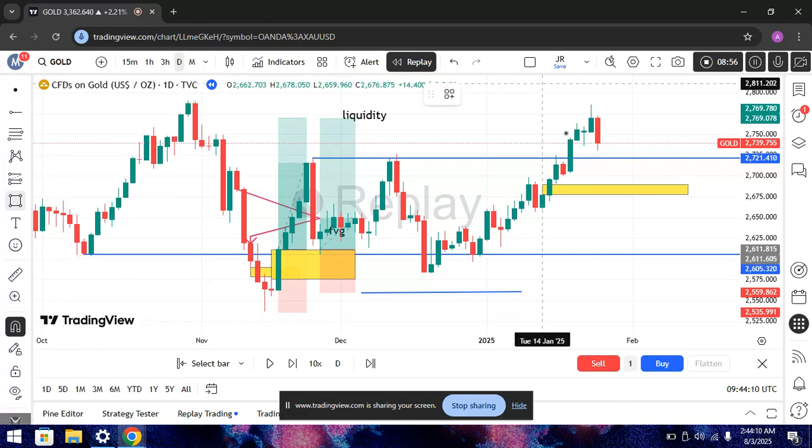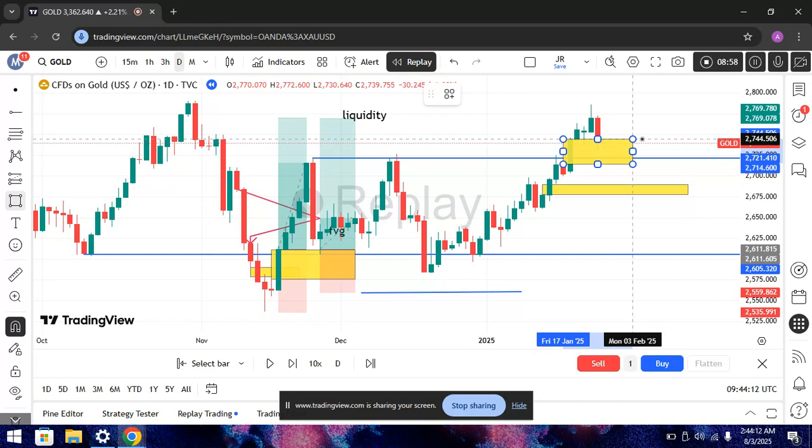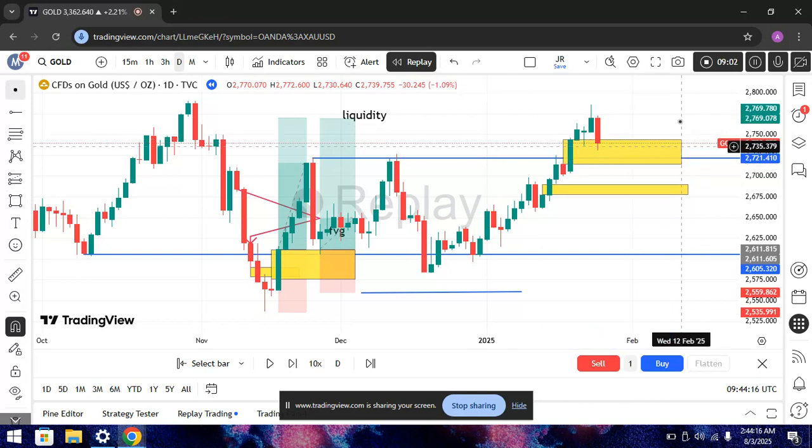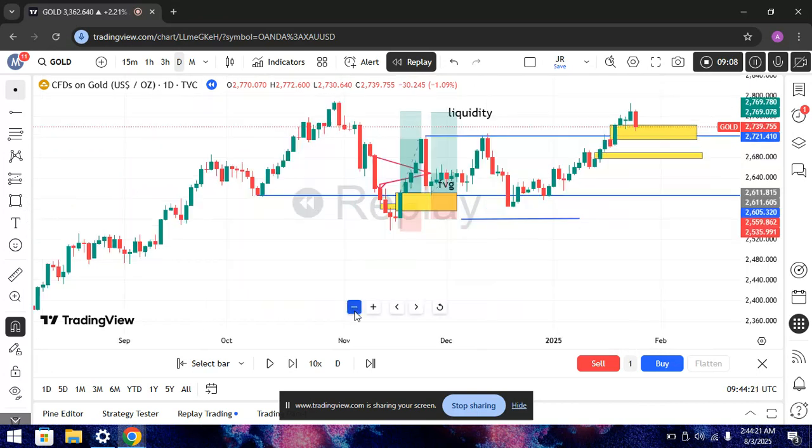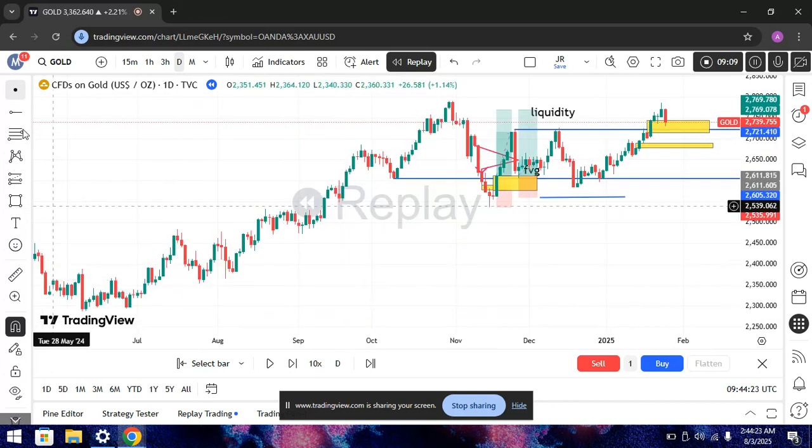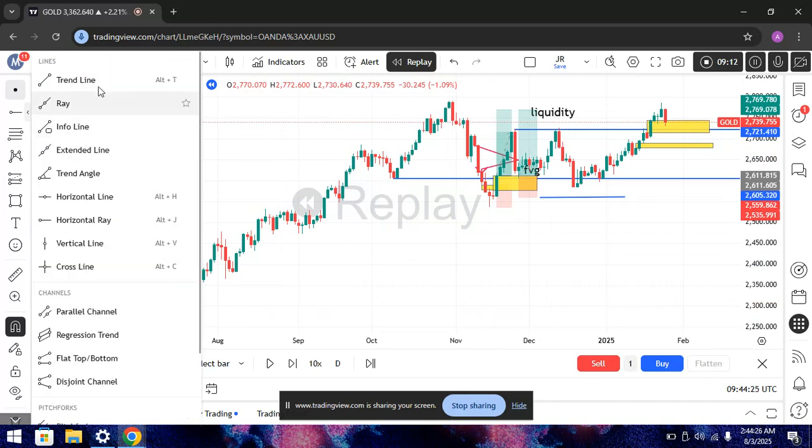All right, so this is the structure here. So this is what we have. We had an FVG tap and it went up to the upside. So now let me just zoom this in. So our initial target is this high. So this is our initial target.